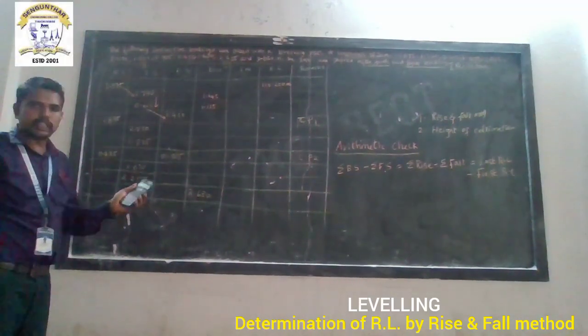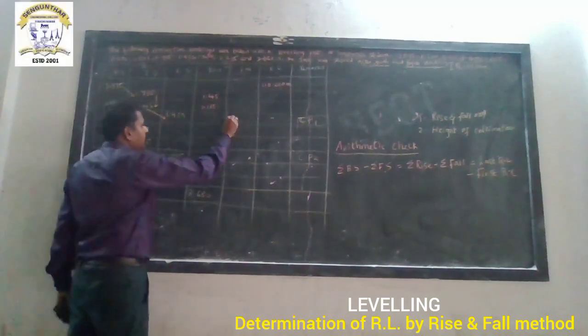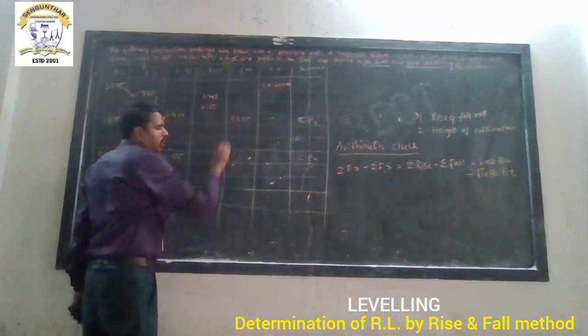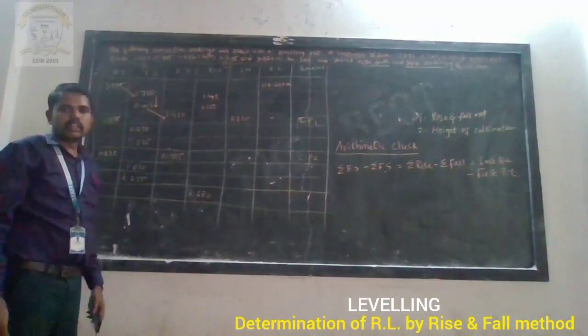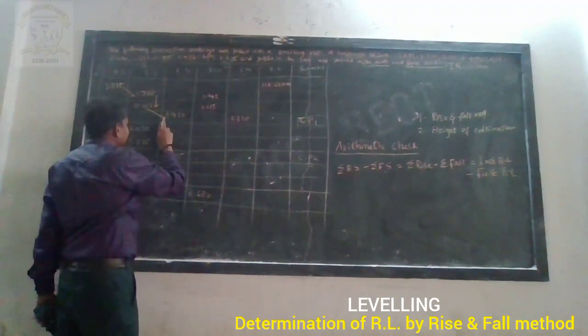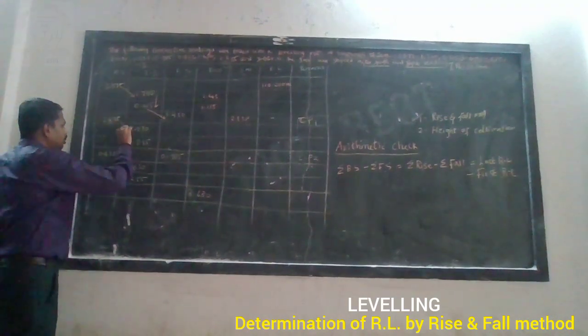Obviously the value comes in negative. The value is minus 2.835. So that's why I wrote the value in the fall column, because the value is minus 2.835. So just write the values only in the fall column in this consecutive method. So just continue the process.